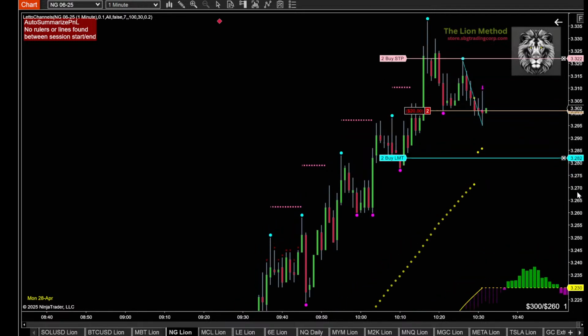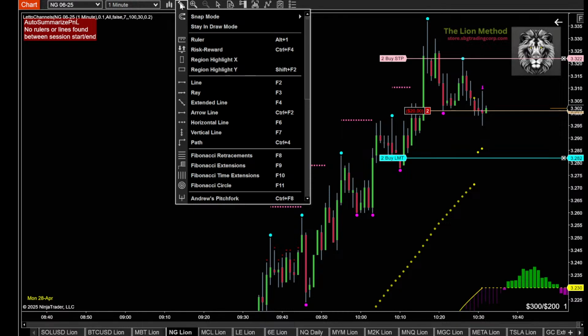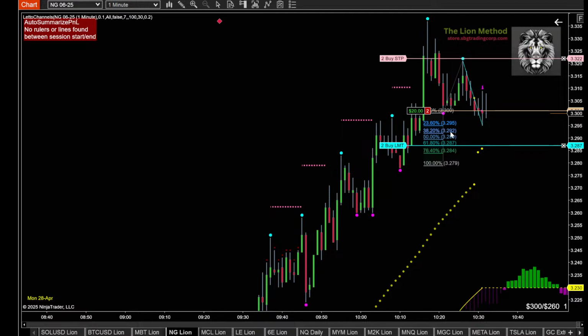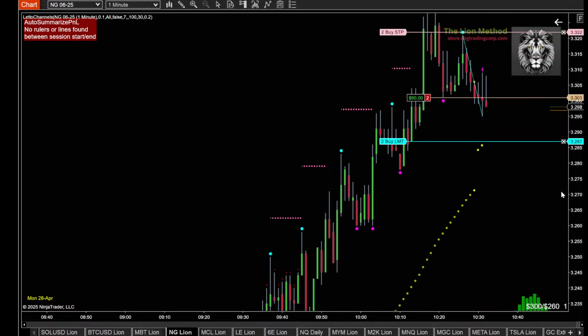Why didn't we print? We should have gotten a target. F9, we're gonna make a target. All right, so that's where our target is. All right, let's see if Nat Gas can rescue us. We're slightly down. This is going to help us if we can get positive here.